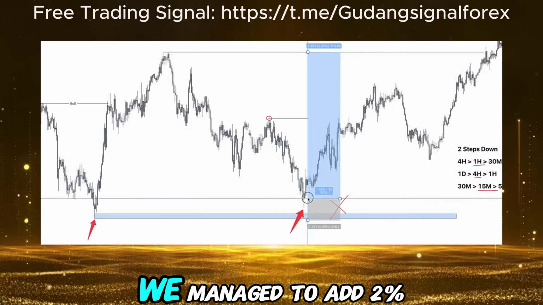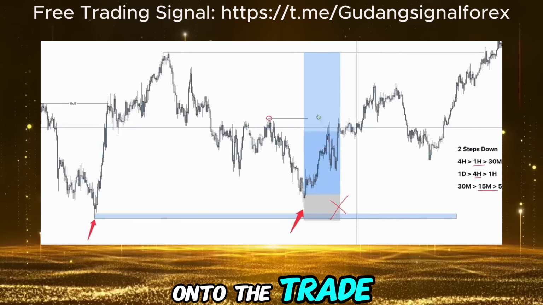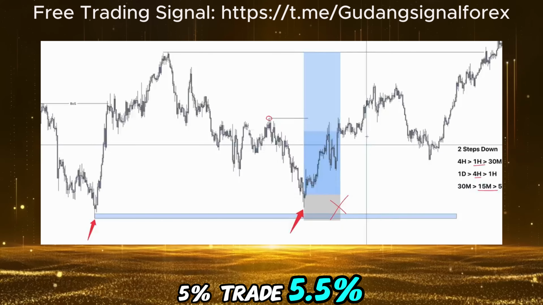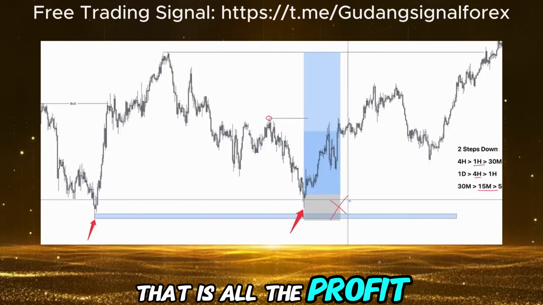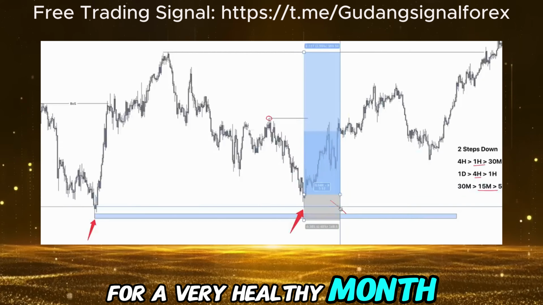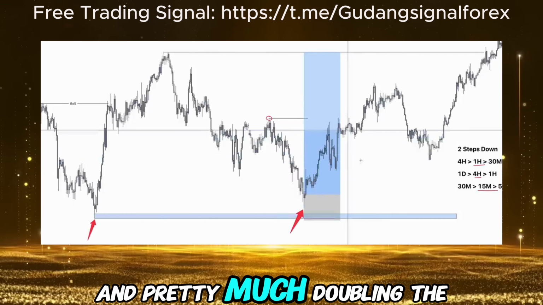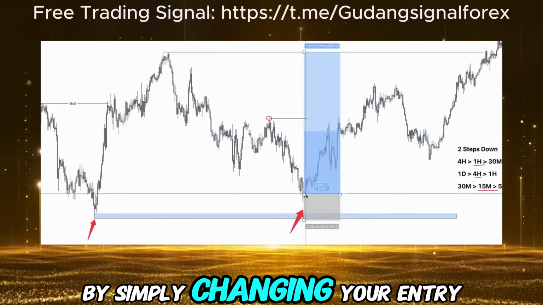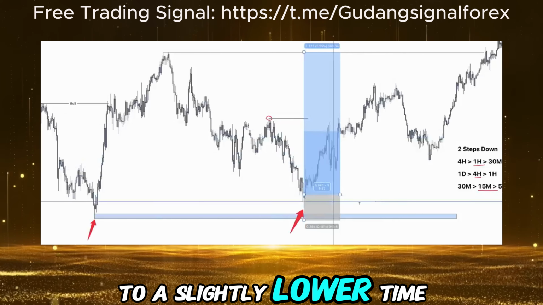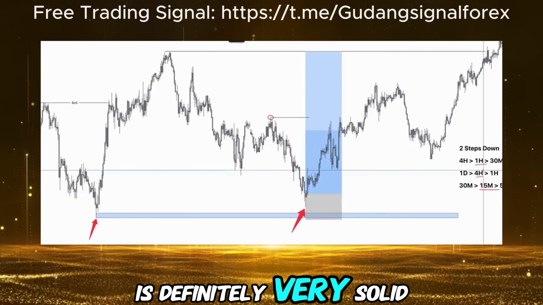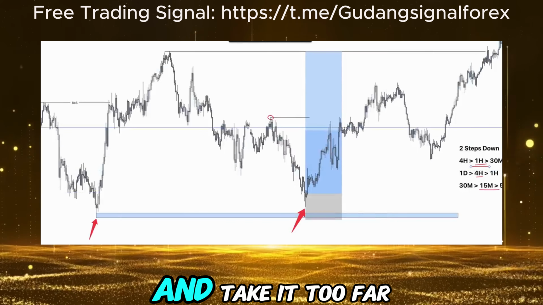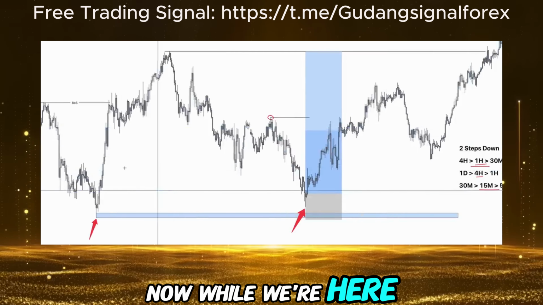You saw from this position we managed to add 2% onto the trade. If you can do a 5% trade, 5.5%, that is all the profit you need for a very healthy month of trading. Taking a trade from 3 to 5.5 and pretty much doubling the returns by simply changing your entry to a slightly lower time frame is definitely very solid, and you don't want to get too greedy and take it too far.